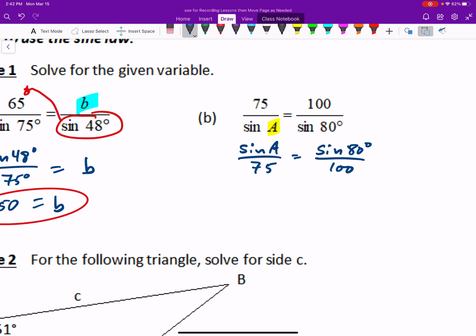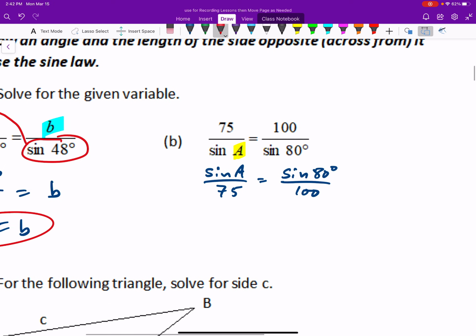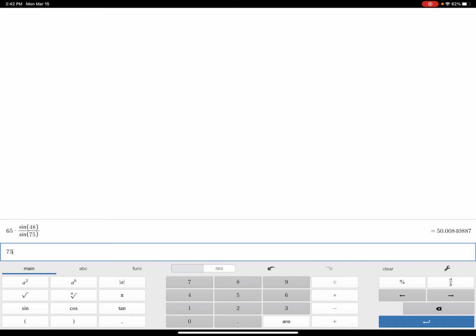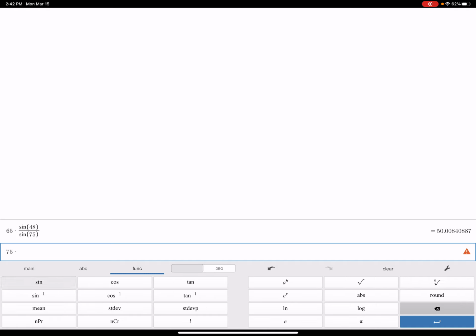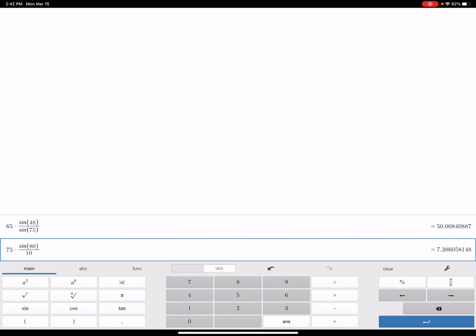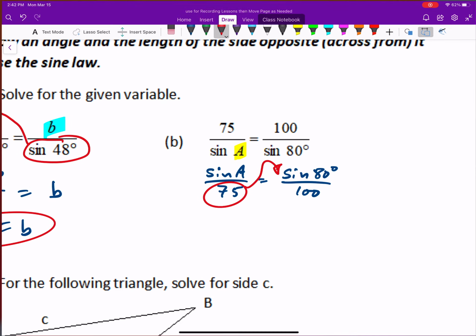And then I want to isolate A. So then I would bring this 75 to the top of the other fraction, basically make it multiply 75 times sine 80. And that was divided by 100, if I recall correctly. And I've got a decimal, 0.7386.